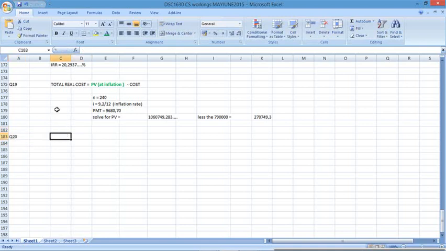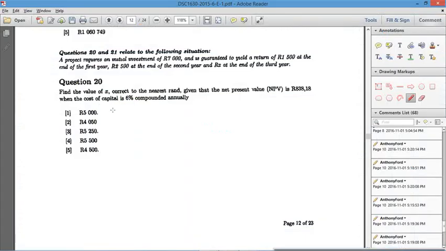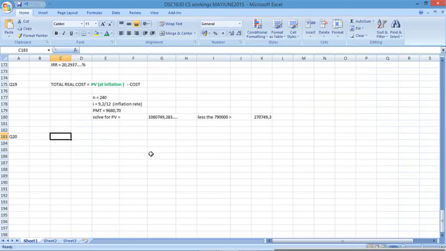Okay, question number 20, guys. Right, project requires an initial investment guaranteed to yield 1,500 at the end of the first year, and then at the end of the second year, and then X at the end of the third year. Right, so when you see a question like that, you know this is an NPV type calculation, but it's a bit different because you need to interpret the actual cash flows. Right, so we need to remember the theory. Okay, the theory is so important.